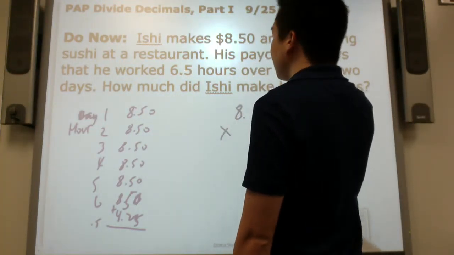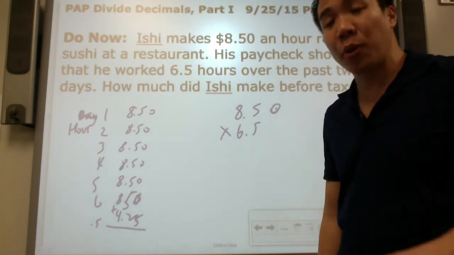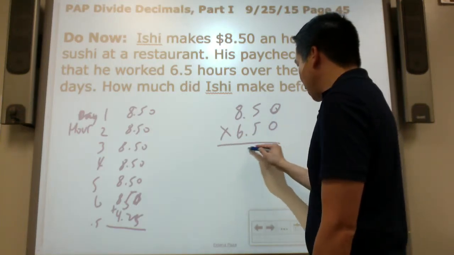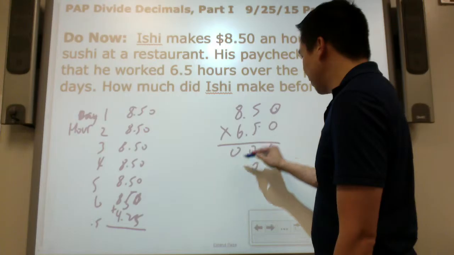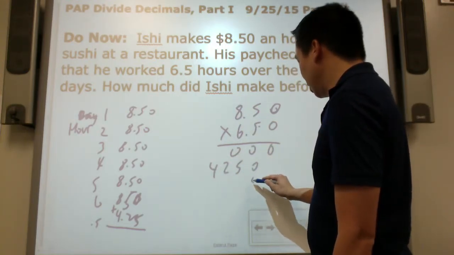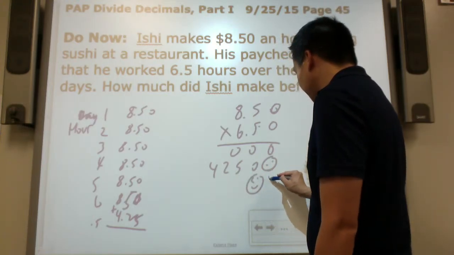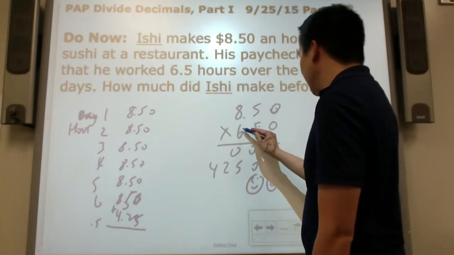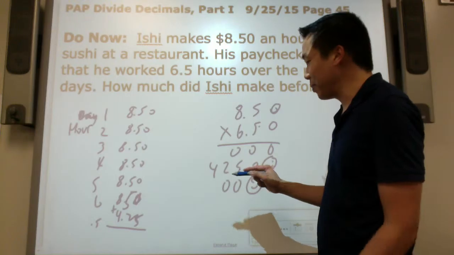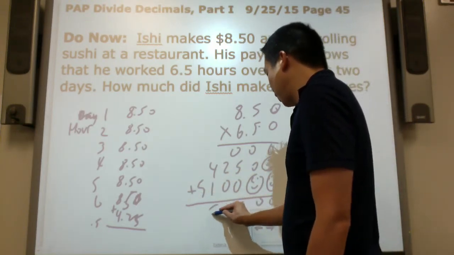8.50 times 6.5. If you really like lining up the decimal point, go ahead. Make sure you affix a placeholder. 0, 0. 5 times 5 is 25. Carry 2. 5 times 8 is 40 plus 2 is 42. Make sure to add a double placeholder. 6 times 0 is 0. 6 times 5 is 30. Carry 3. So 8 times 6 is 48, plus 3 is 51. If you add it all up, 0, 0, 5, 2, 5, 5.